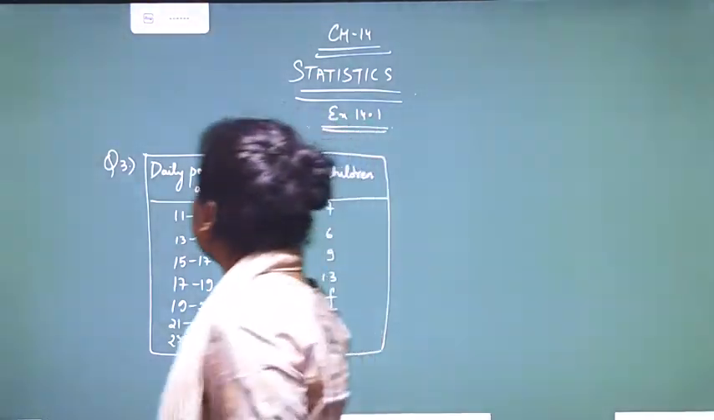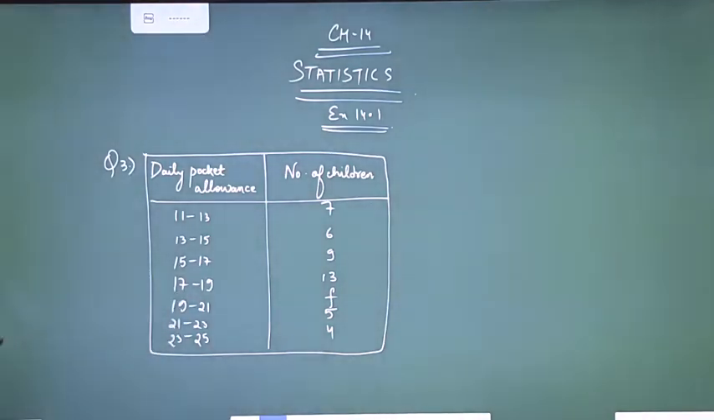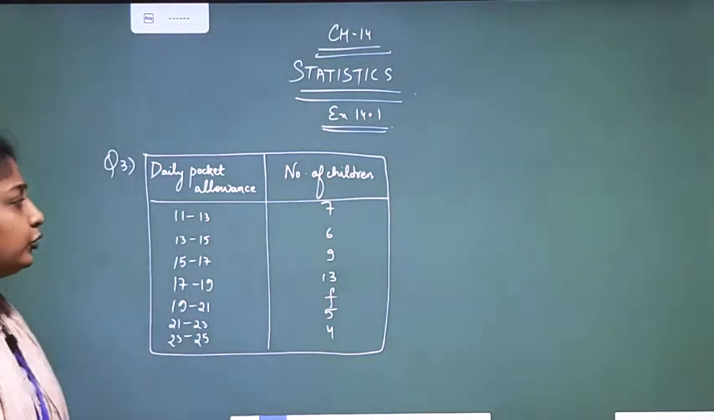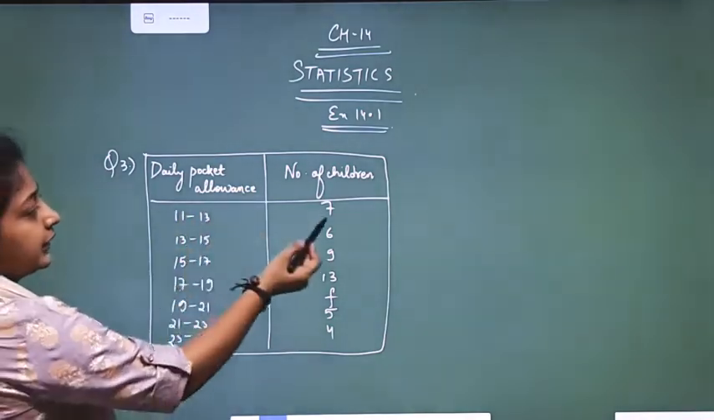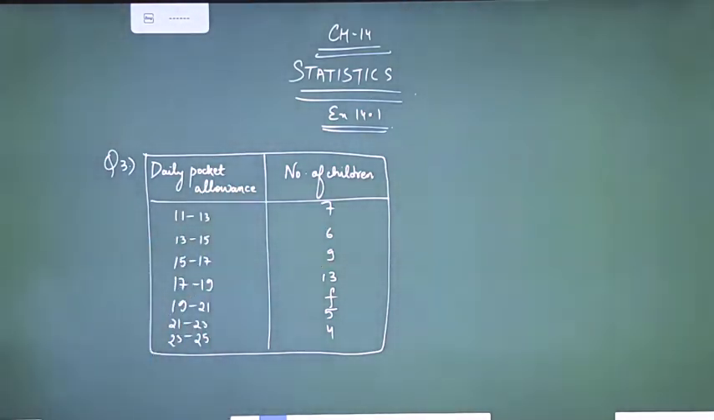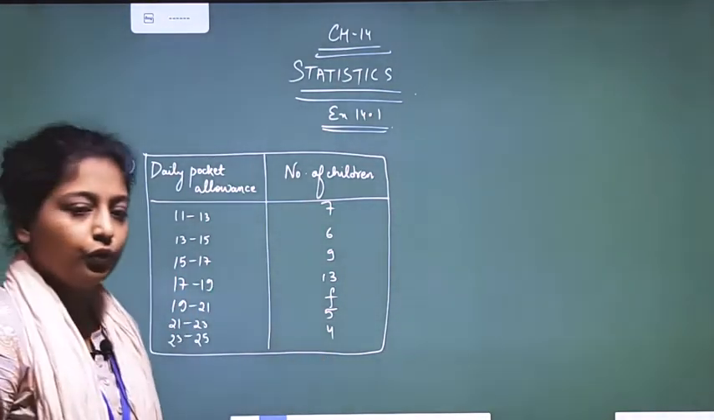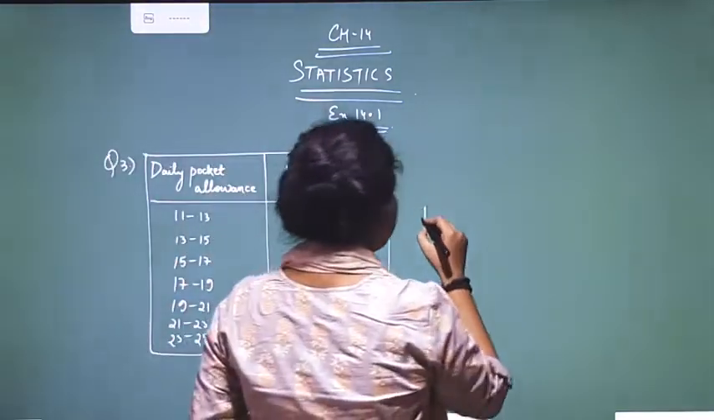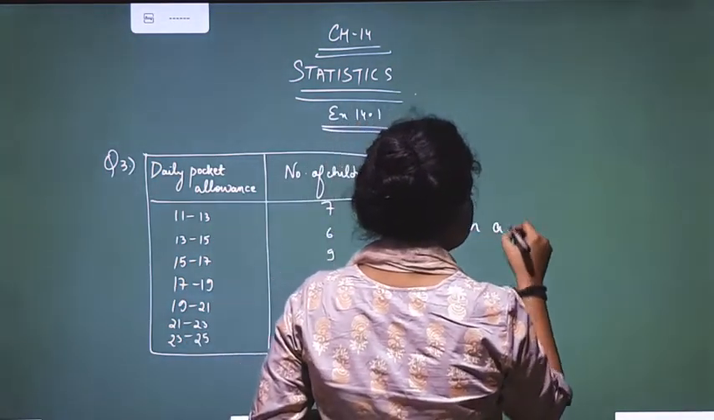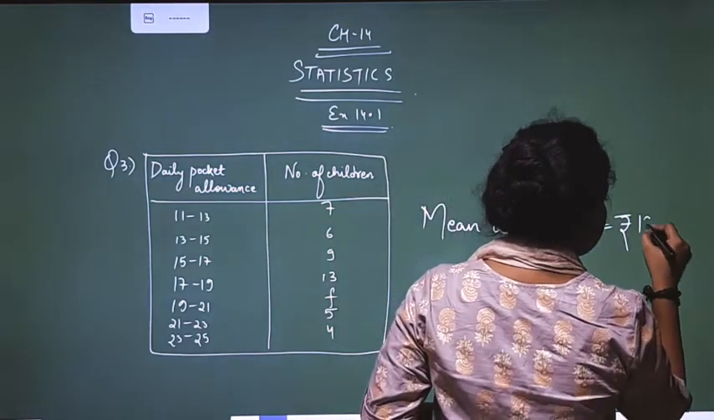Here this shows the daily pocket allowance of children: 11 to 13, 13 to 15, 15 to 17, 17 to 19, so on up till 23 to 25. And this is the number of children having that allowance. 7 children are having allowance between 11 to 13, 6 are having between 13 to 15 and so on. It is also mentioned that the mean daily allowance is 18 rupees. It has been given in the question that mean allowance is equal to 18 rupees.